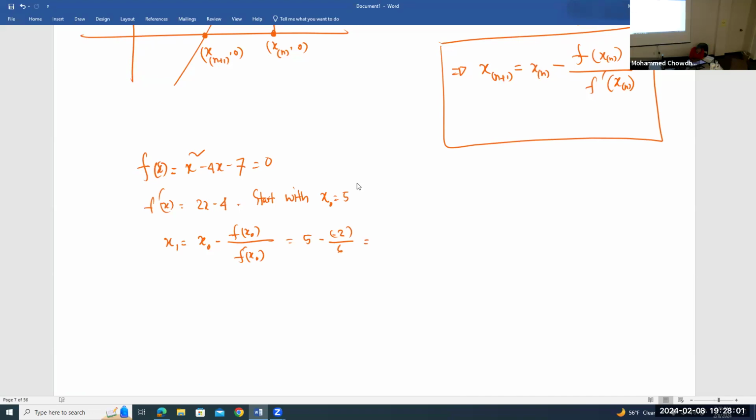Then we have what? 32 over 6, which is equal to 5.333. Now, if you do this for x2, you will get 5.31. If you do it for x3, you will get 5.31662. And finally x4, you find 5.31662, something like this. Clear, right?